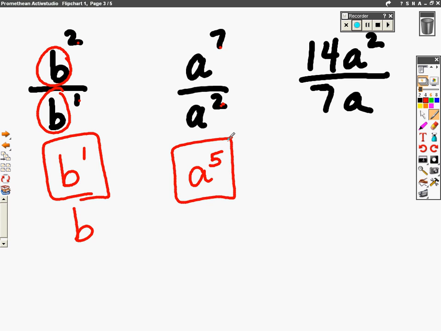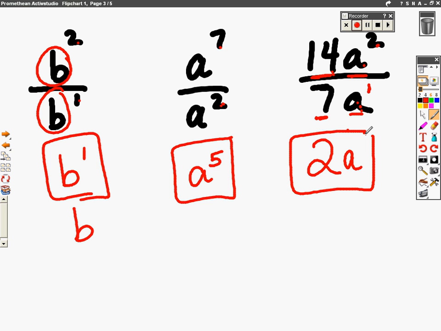Last one, a little bit different because we have numbers and we have variables. The numbers you actually go ahead and divide. So 14 divided by 7 is 2, and then you have to work with the variables. A squared divided by a is a to the first. Because you're dividing and the a's are the same, you could just do 2 minus 1 and get a to the first, which is just a. And you're left with 2a as your answer.